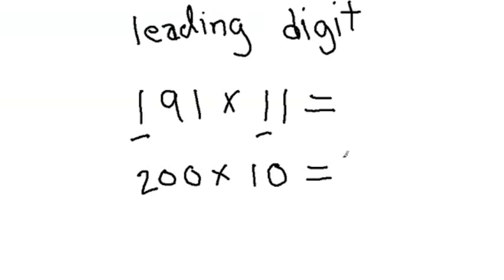and then all we have to do is our simple multiplication. 200 times 10 equals 2,000. Pretty simple stuff there. Again, let's try one more problem of multiplication.